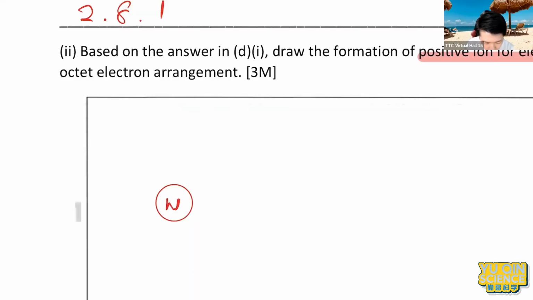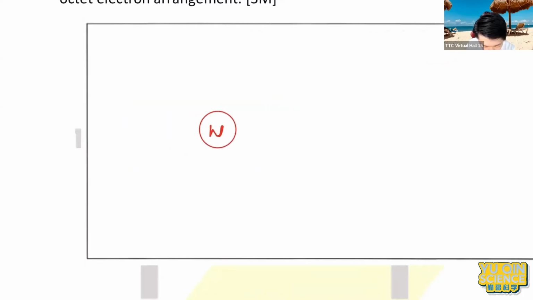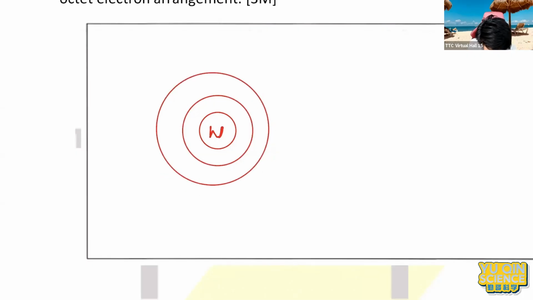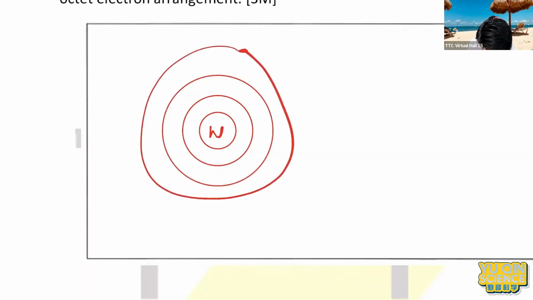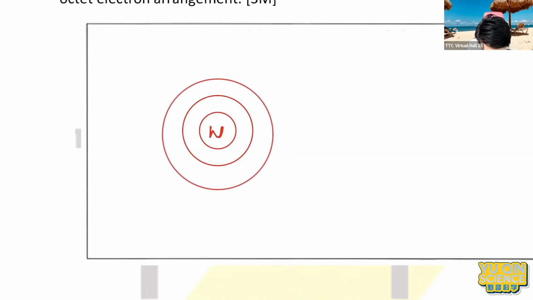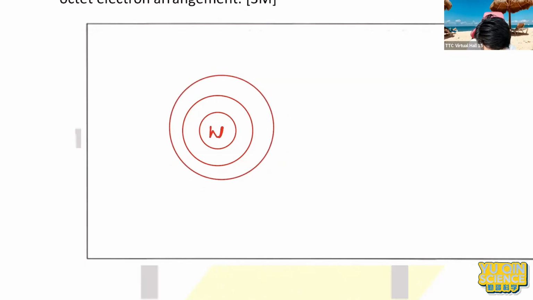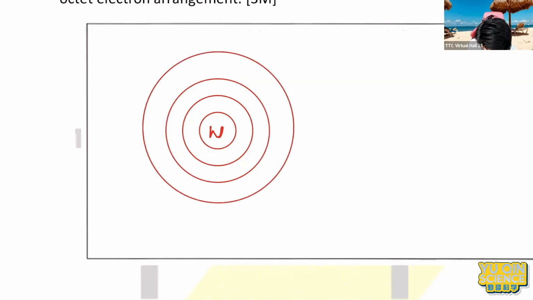2.8.1. So 3 shells. I'm going to draw 3 circles outside of it. Okay, 1, 2, and 3. In an exam, you try your best to draw the circles properly. It's okay to be not too uniform. It's fine.